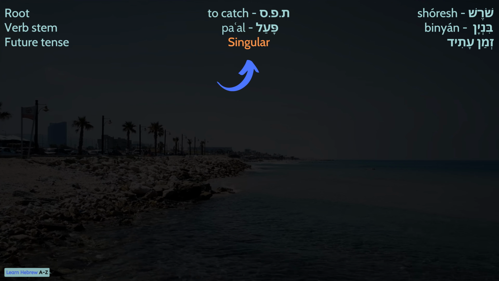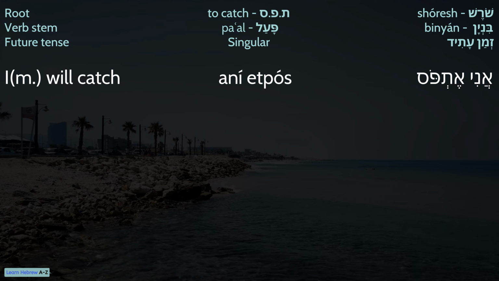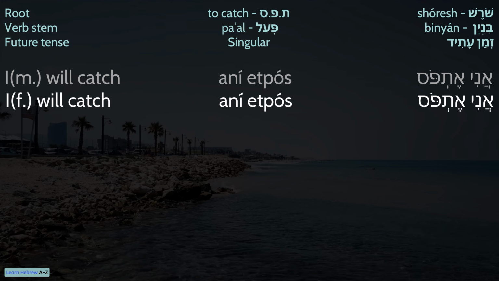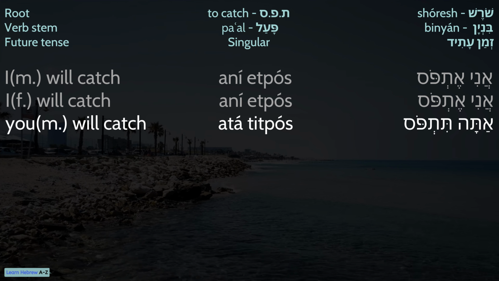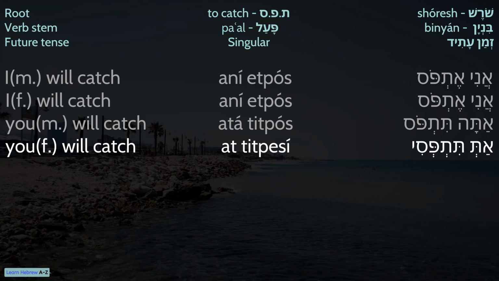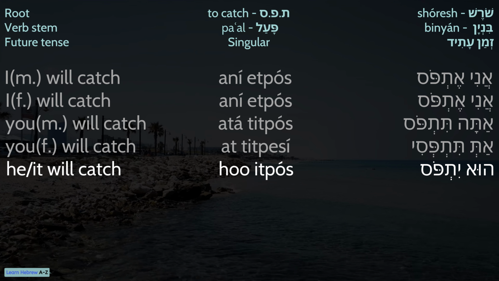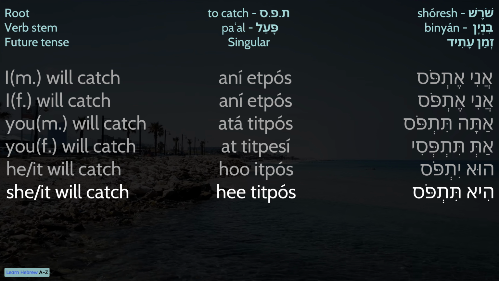Now the future tense, starting with the singular form. אני אתפוס. אתה תתפוס. את תתפסי. הוא יתפוס. היא תתפוס.